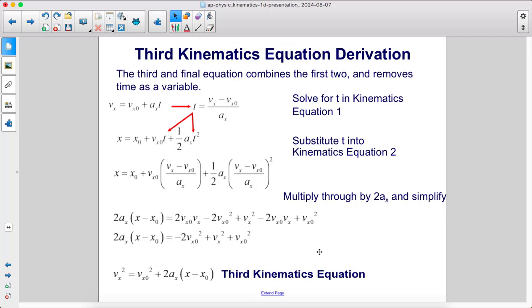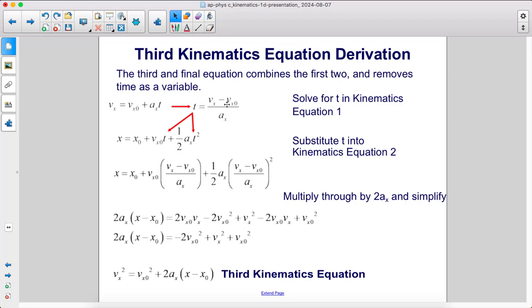So here's the algebra for combining the first and second kinematics equation. You can read through it. This is one way to do it. I tend to solve it a different way. So what I'm going to do, just for fun, is erase all this. Well, actually, first let me walk you through it, and then I'll erase it and solve it the way I normally solve it. So here's the first kinematics equation, solve it for time.